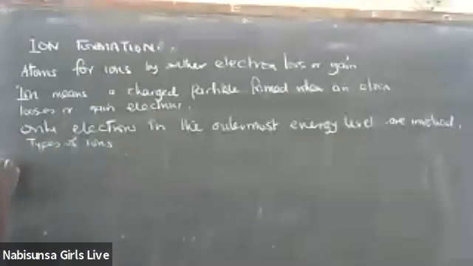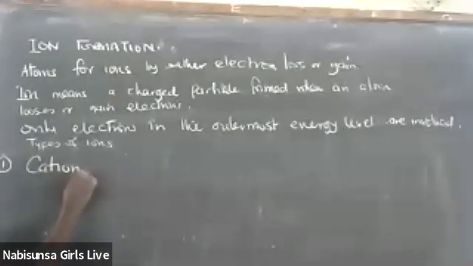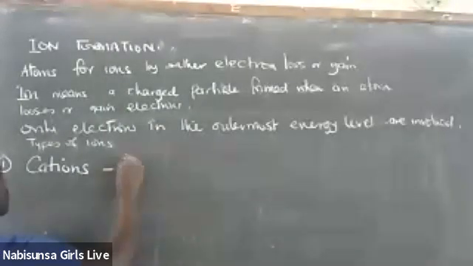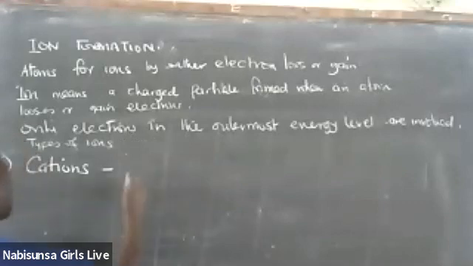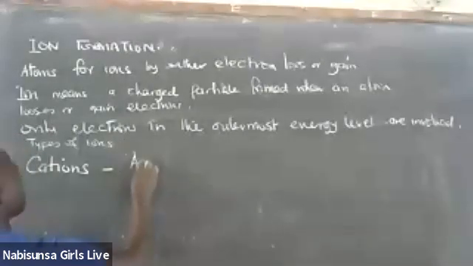So types of ions. Number one, we have the first type. We must know what this one is. So cations, what are they? They are positive ions.